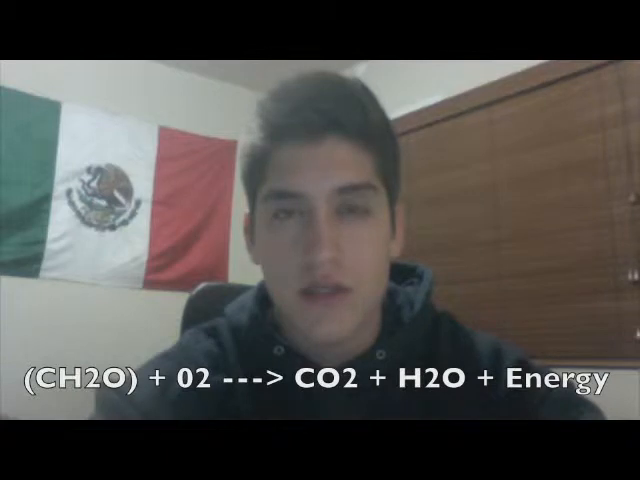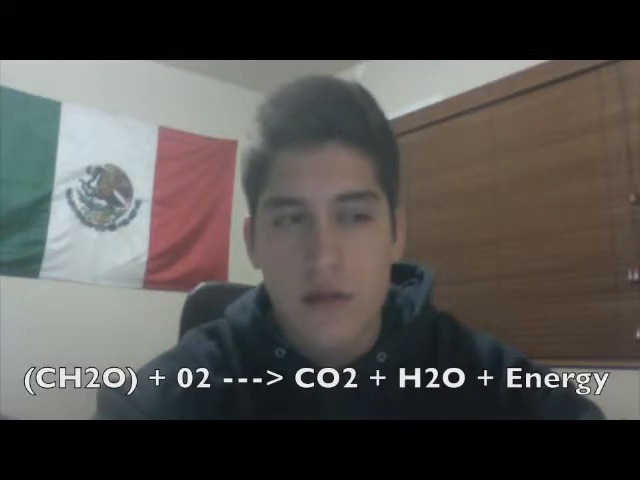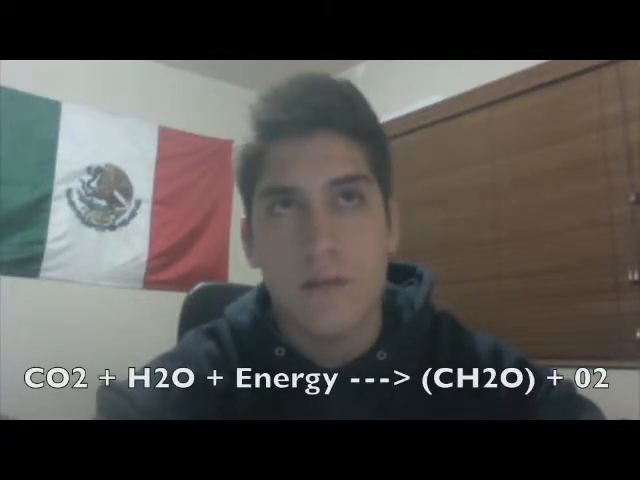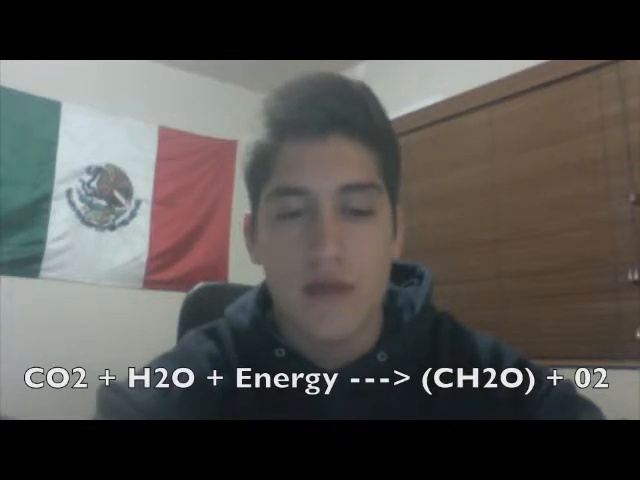The main chemical equations involved in global warming would be the creation of carbon dioxide. That would be formaldehyde plus oxygen reacting to create carbon dioxide plus water plus energy. Global warming is also affected by photosynthesis, and that would be carbon dioxide plus water plus energy reacting to create formaldehyde plus oxygen.